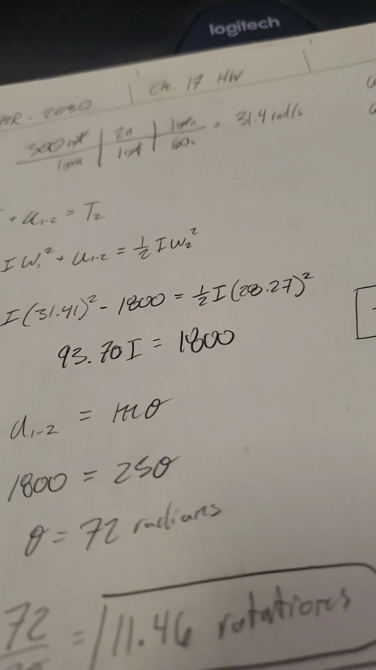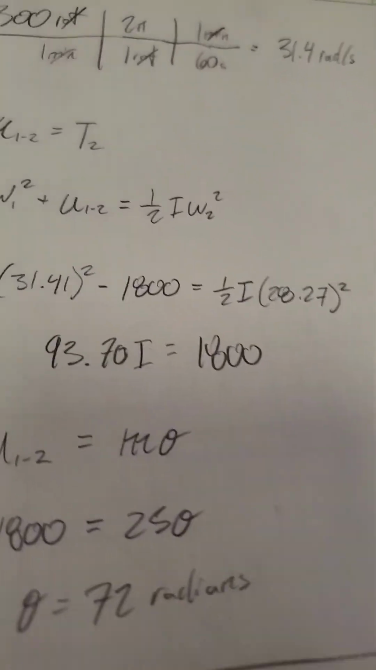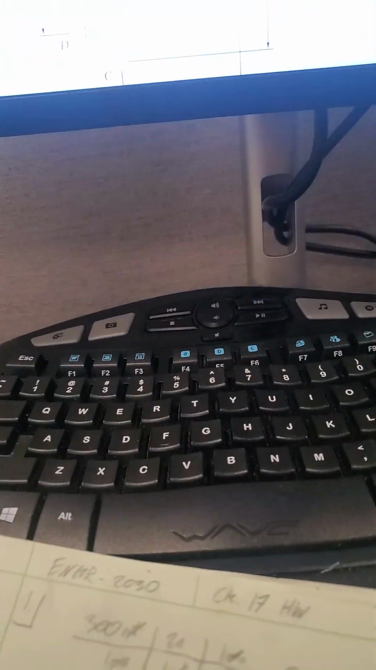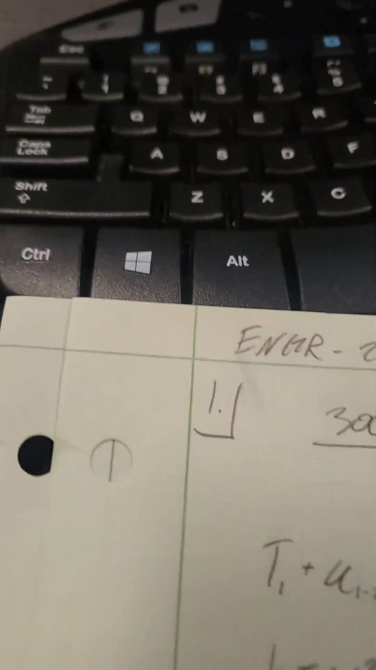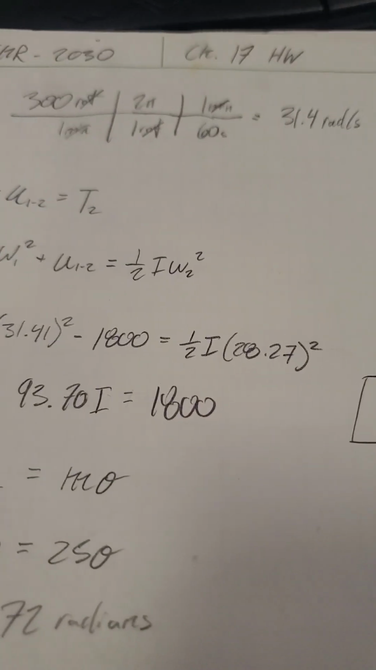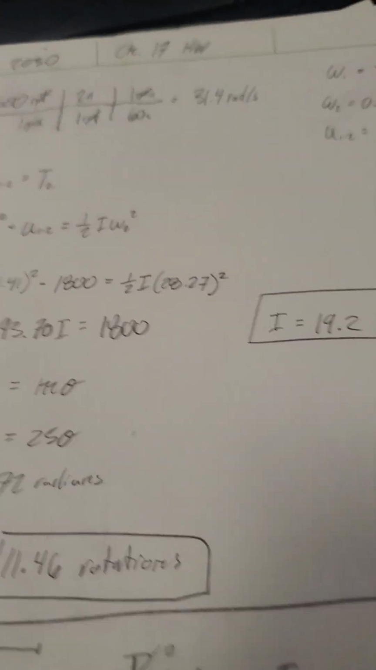Alright, this is the Chapter 17 homework for dynamics. Been a while since I answered some of these questions, so I'm gonna kind of read through the questions as I do it to remember what we're solving for and what exactly I'm doing. So the first question, pretty straightforward, has to do with the flywheel rotating at a certain speed.